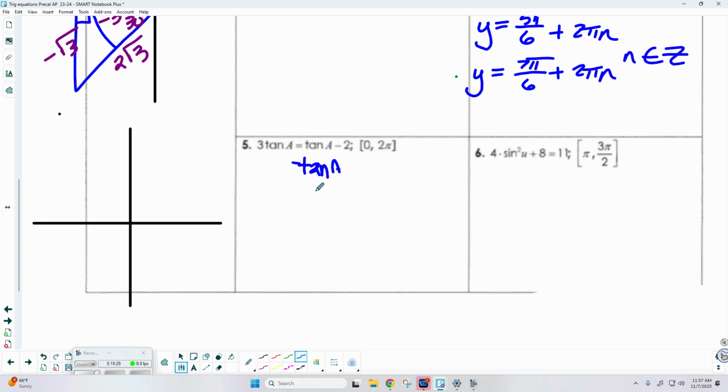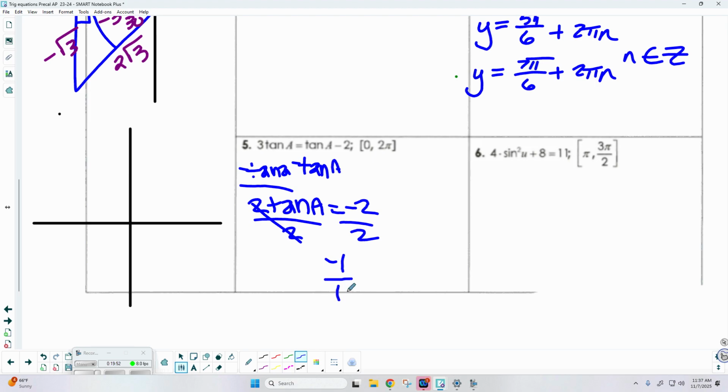Okay, so we're going to subtract tangent of A. So 2 tangent of A equals -2. We divide through by 2. Tangent of A equals -1. Perfect. Just like that. Okay. Now I'm going to go ahead and put this over 1. Let's spin it again.